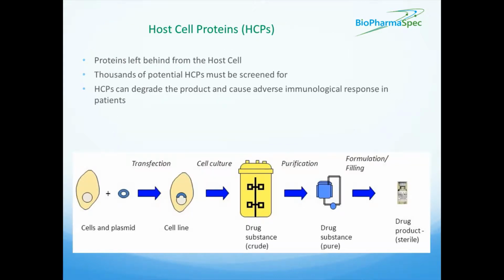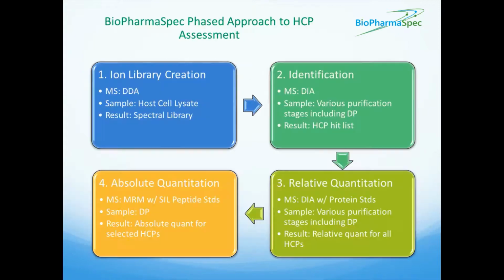Right, the third and final process-related impurity I'd like to touch on very briefly today is host cell proteins. Now, the analysis of host cell proteins presents a difficult analytical question. There are thousands of possible host cell proteins that could be left behind in a drug product, despite the purification steps designed to remove them. And the first step in host cell protein analysis is to discover what these proteins are, so we know what marker mass-to-charge signals and retention times to look for.